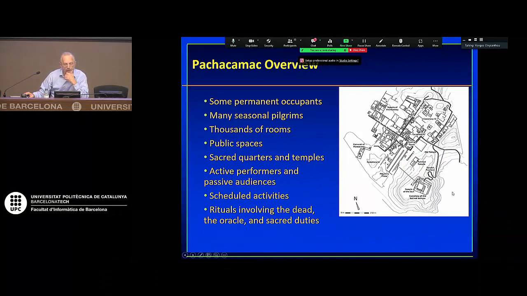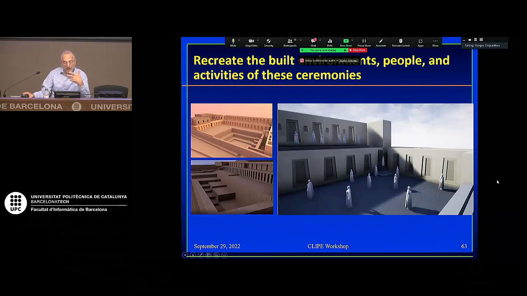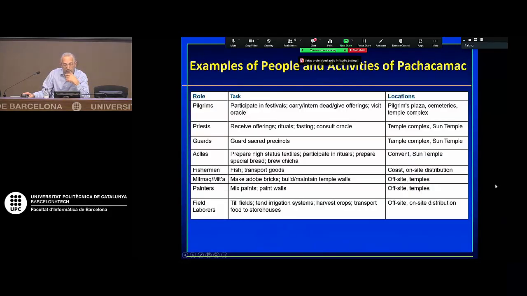This is a map of the whole site. Most of the occupants were seasonal. There were a few, like convents, where people lived on site. There are literally thousands of rooms, public spaces and sacred spaces, active performers, passive audiences, scheduled activities, a lot of rituals involving the dead and the oracle. So it's a very rich site. And if you populate it, at least with static individuals, you get a sense of the scale. It really was a massive site.